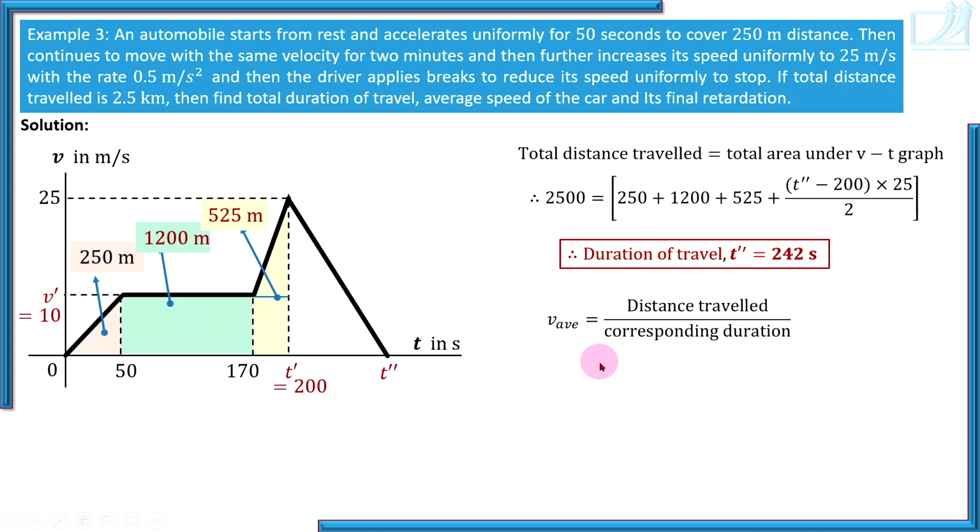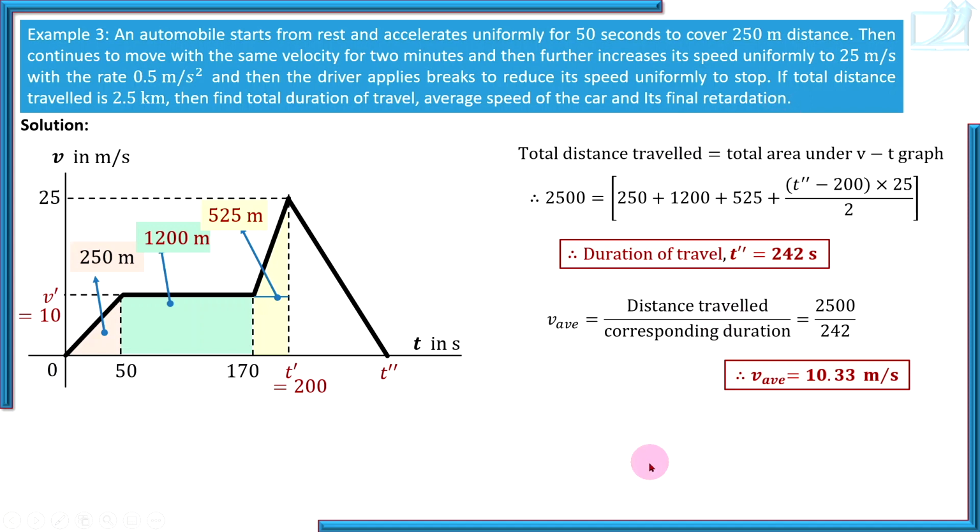Now, distance traveled by corresponding duration. You are asked average speed. Listen, speed is continuously changing. Average speed means total distance traveled divided by total duration. So total distance traveled is 2500 and total duration is 242 seconds. So this is the average speed.